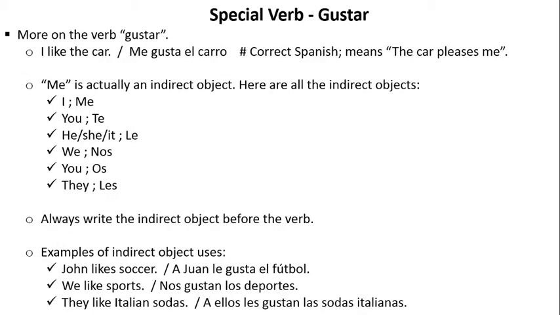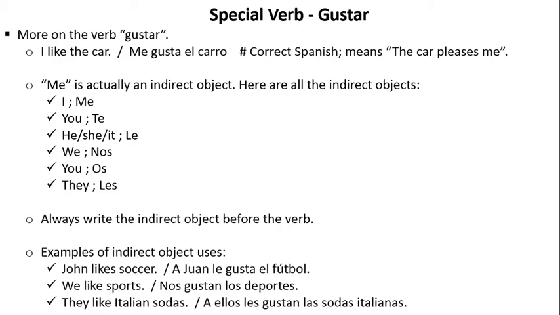So let's continue on with the example. I like the car, me gusta el carro. Me is actually an indirect object. Here are all the indirect objects. I is me, you is te, he, she, or it is le, we is nos, you is os, they is les. Remember, always write the indirect object before the verb.